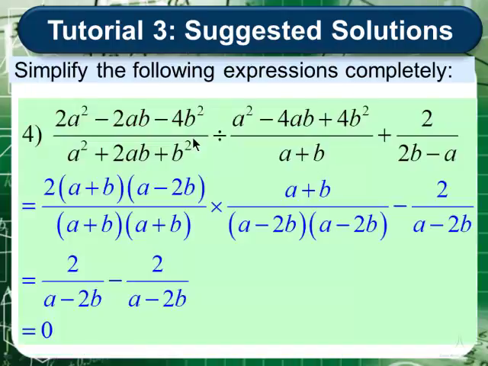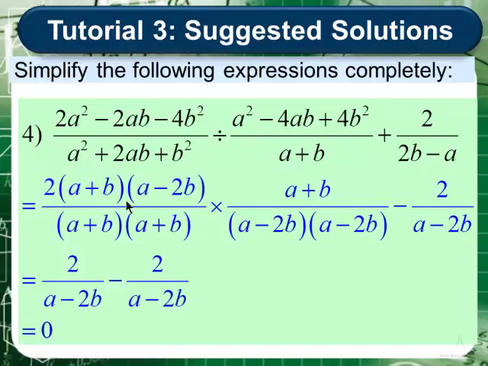Finally, in the fourth problem of tutorial 3, we have the following situation. The quotient of two algebraic fractions added to another algebraic fraction. Now be careful here. In this case, we first apply our technique to find the quotient of the two algebraic fractions, and after that we consider the difference between the resultant algebraic fractions. So first of all, change the division into a multiplication as we did before, and factorize the numerators as well as the denominators in this case.